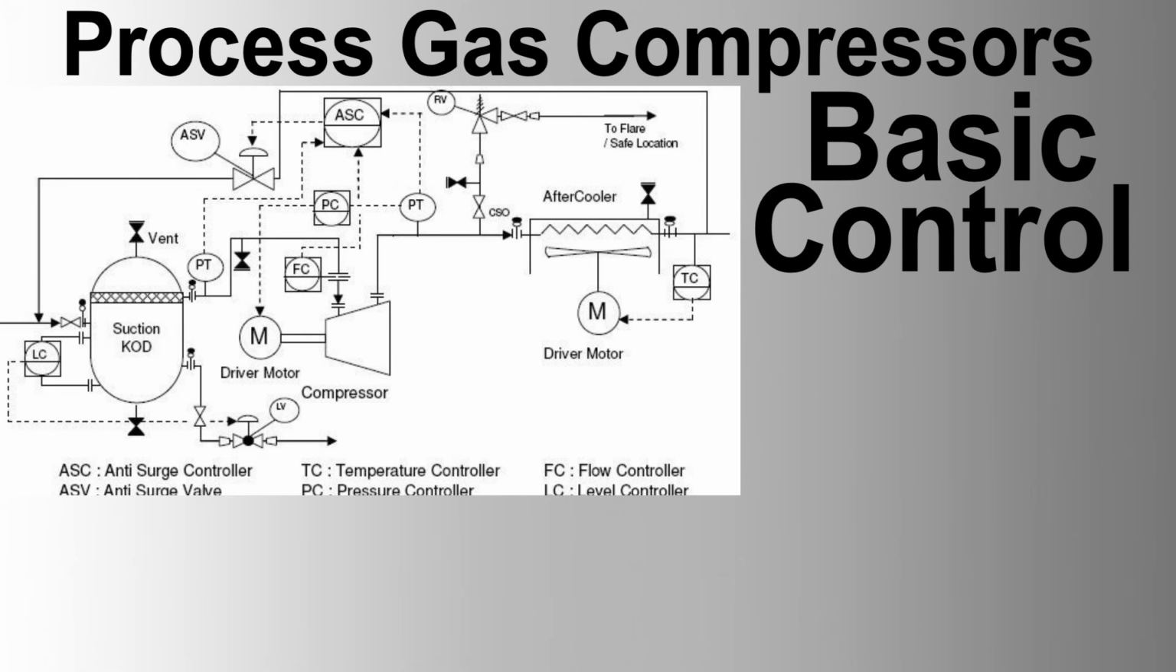3. Anti-surge control loop. Purpose: to protect the compressor from surge conditions, which can cause mechanical damage and operational instability. Components: flow transmitter, FT, measures the gas flow rate through the compressor. Pressure transmitter, PT, measures the suction and discharge pressures.